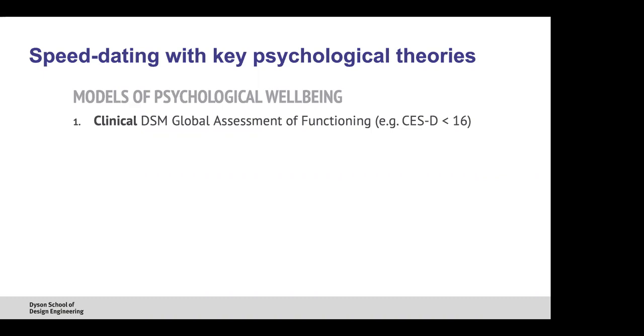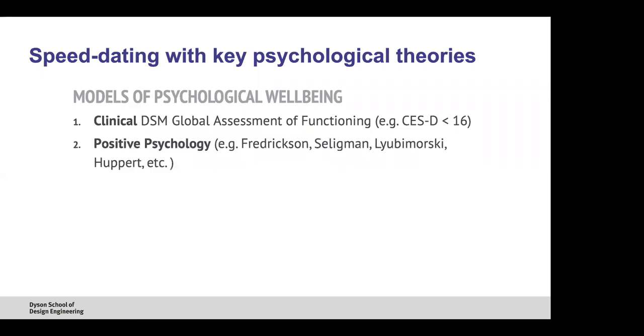These measures of clinical ill-being are so trusted, if you want, that insurance companies will actually pay when you are below a certain score, and they will pay for treatment, for medication, etc. But back in the late 1990s, a number of academics and practitioners criticized this particular clinical model and started a movement called positive psychology that looked into what are the ways that we can use to identify those people who are thriving.